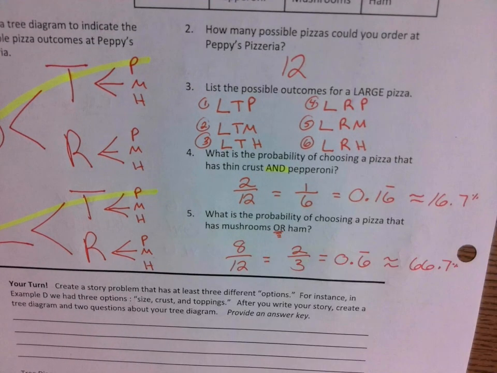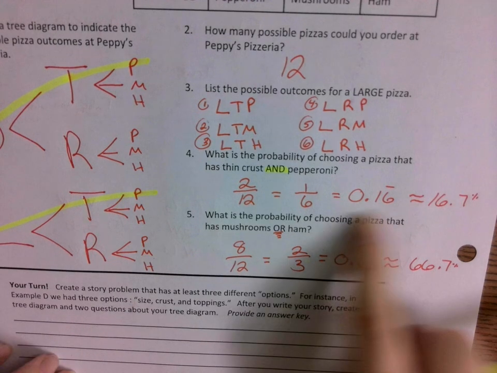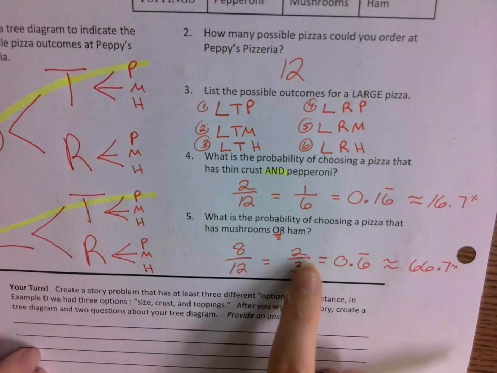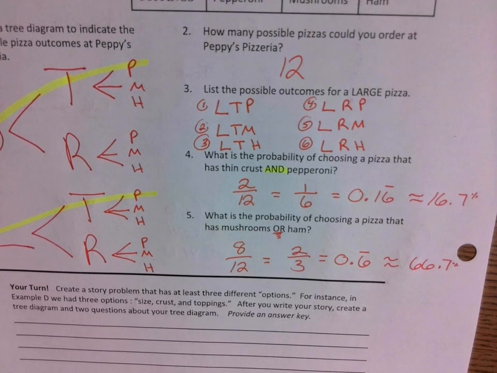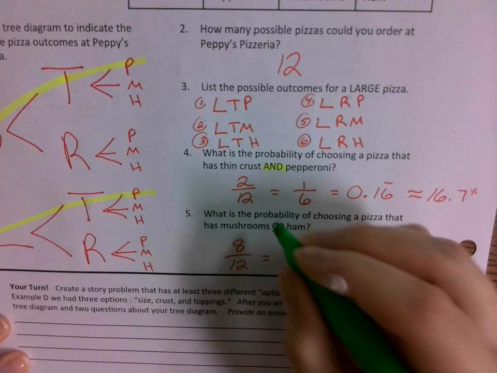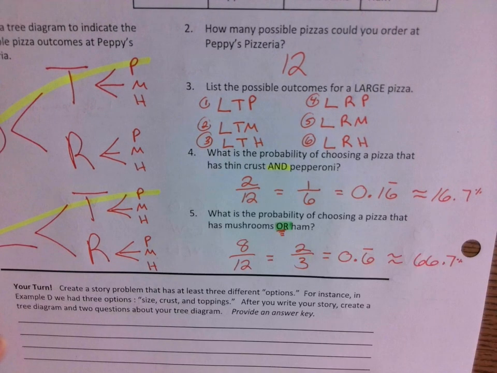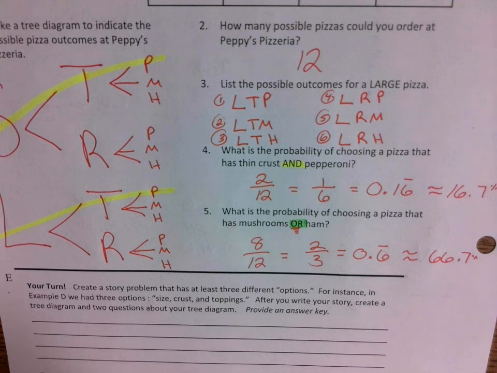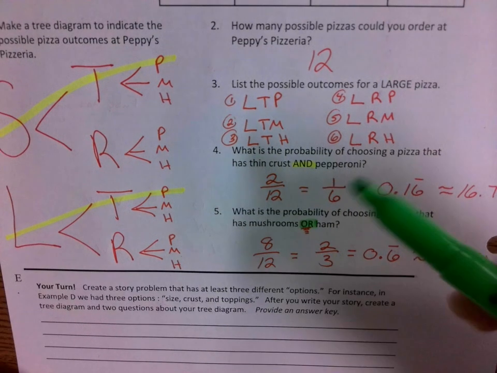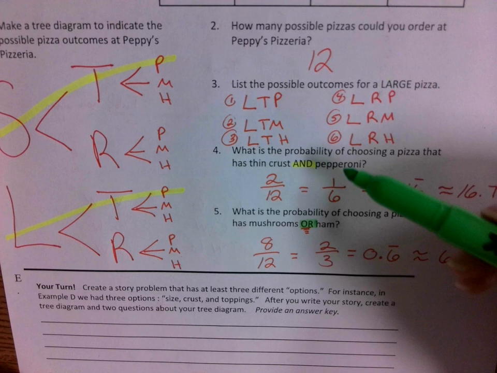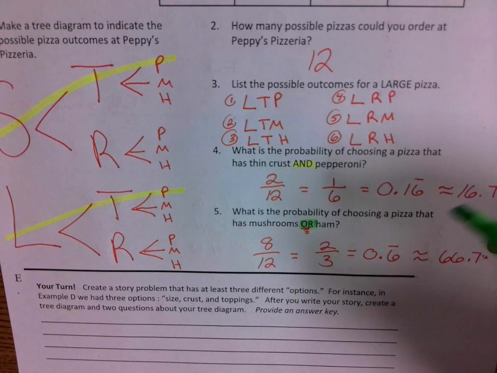Okay, the next question is an "or." The next question is an "or," which means it could be this or that. It doesn't have to be both at the exact same time. It just has to be one of them or the other. So those are different. "Or" is different than "and." "And" has to happen together, "or" can still be individually. Okay, so mushrooms or ham.